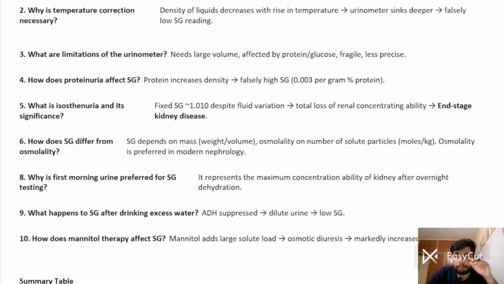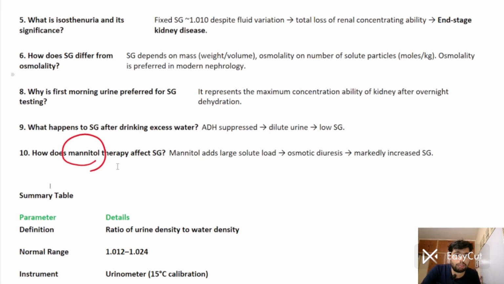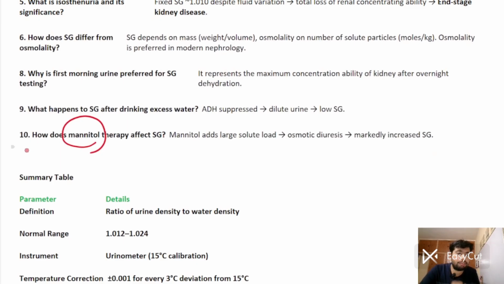Why the first morning sample is preferred, I have already discussed, because overnight concentration has happened, so that sample will be more correct. Right? All the things I have already discussed. Now you see this mannitol. What is mannitol? You have already discussed it in your carbohydrate chemistry chapter. Mannitol is a sugar alcohol, and this will exert an osmotic effect.